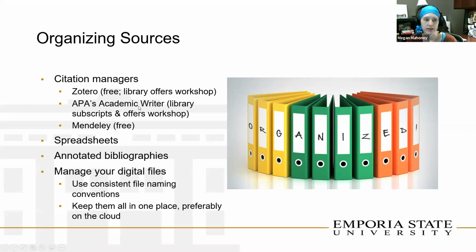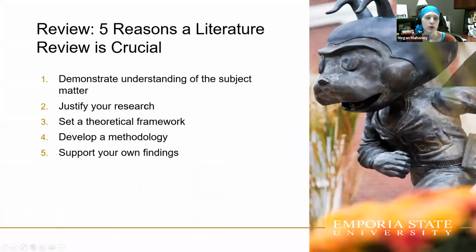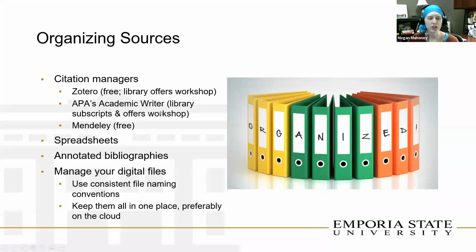Academic Writer is different, however. This is by the American Psychological Association, and the library pays a subscription for this software. So once you leave ESU, you will no longer have access to this. However, you can search APA databases from within Academic Writer, and that is kind of a useful element of this particular software. Academic Writer also contains document and bibliographic templates, which other citation softwares typically do not. So if you're in the psychology field, using Academic Writer could be very helpful.